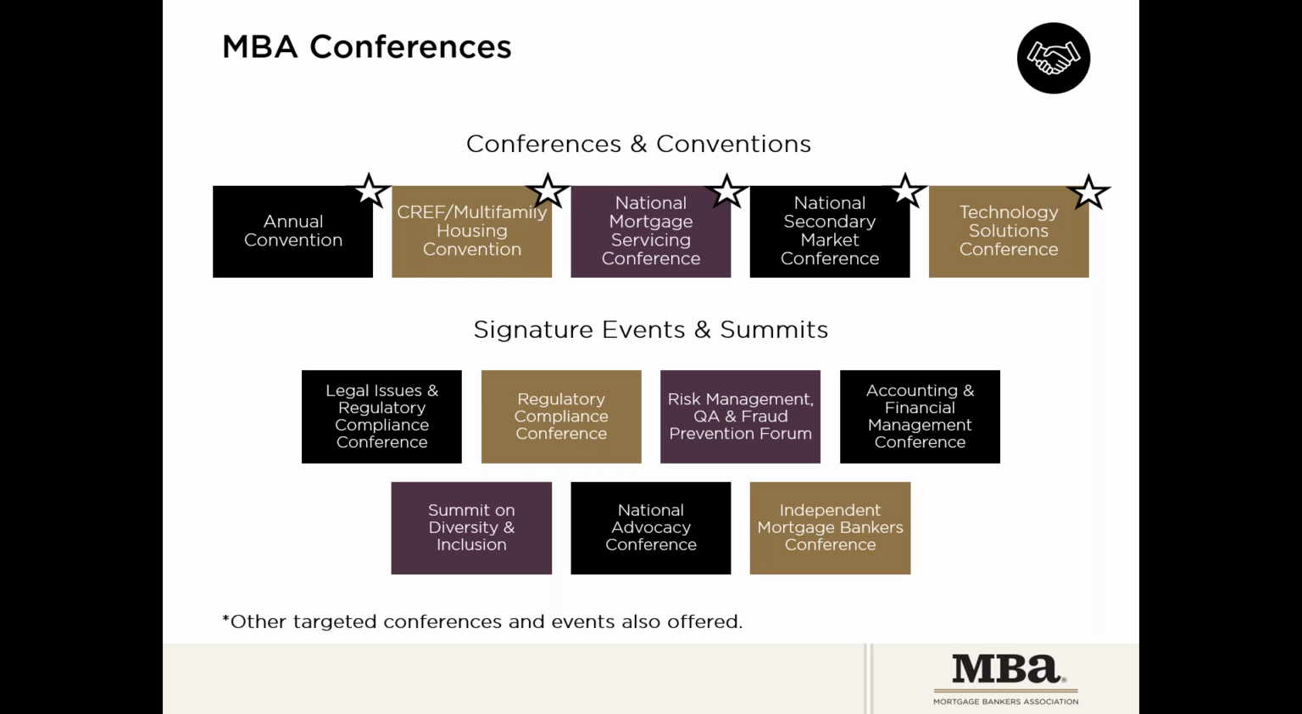But then we have a variety of other events, which we call our signature events and our summits. And those are targeted to particular industry segments. So if you look on this list, you see everything from legal topics to risk management topics to accounting to a conference particularly focused for the independent mortgage banker. We have a summit on diversity and inclusion, our advocacy conference, as Alden mentioned, our state and local conference. So there's just a variety of events out there that you can select from to really meet your particular need.